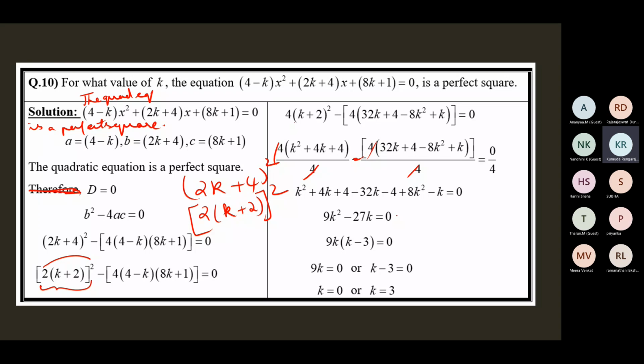And on simplifying the like terms, you get 9k squared minus 27k is equal to 0. Take out 9k common. 9k squared minus 27k, 9k is common, into k minus 3 is equal to 0. So a product is equal to 0. That means 9k is equal to 0 or k minus 3 is equal to 0. If 9k is equal to 0, k is equal to 0 by 9, which is 0. Or k is equal to positive 3.